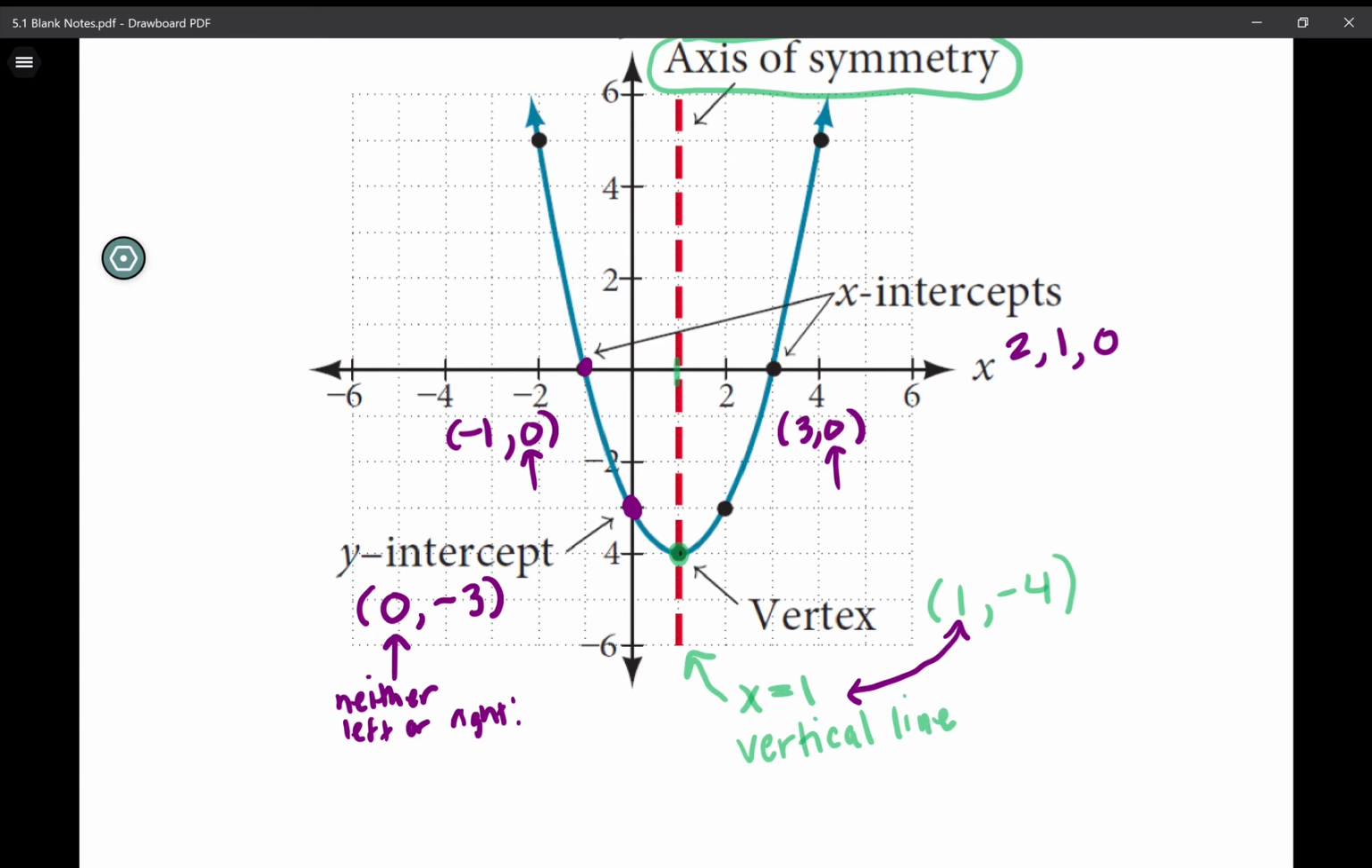All right, so these are the features of the parabola that go along with the graph of a quadratic function. There's an axis of symmetry, there's a vertex, there's always a y-intercept, and there could be 2, 1, or 0 x-intercepts.